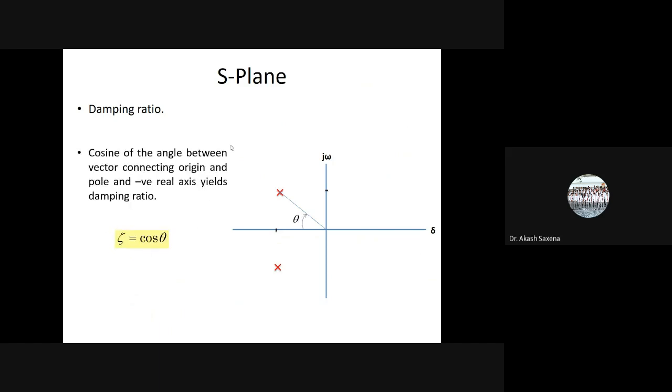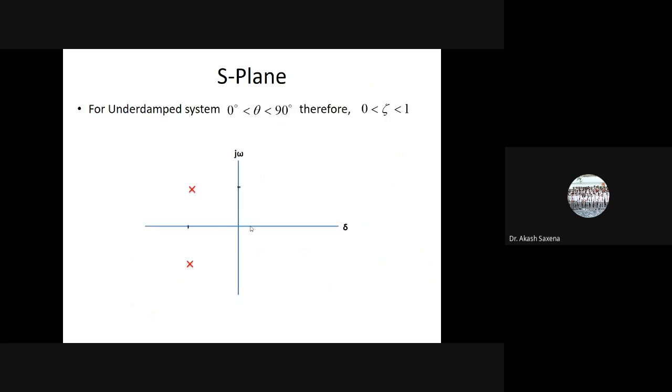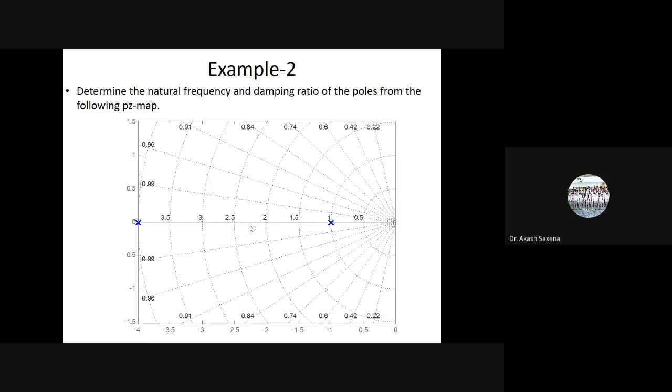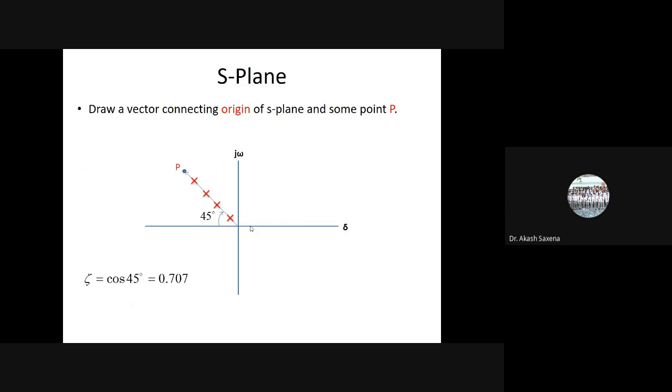Now the damping ratio is the cosine of the angle between the vector connecting the origin and the pole and the negative real axis. Let us take a point connected to the origin of the S-plane at 45 degrees. So this zeta will be equal to 0.707, and therefore the S-plane is divided into sections of constant damping ratio lines. On this line which I was showing, if the pole is here, here, or here, the value of damping ratio is constant.